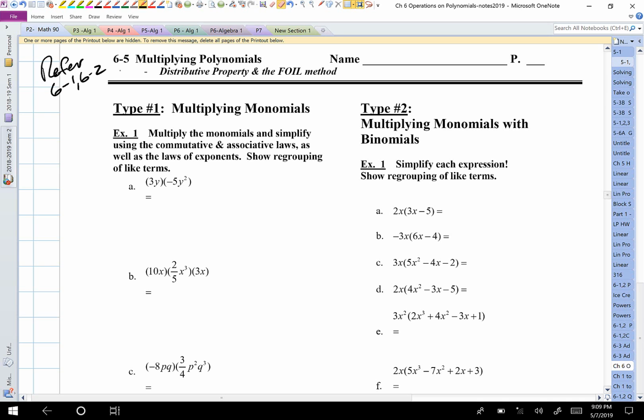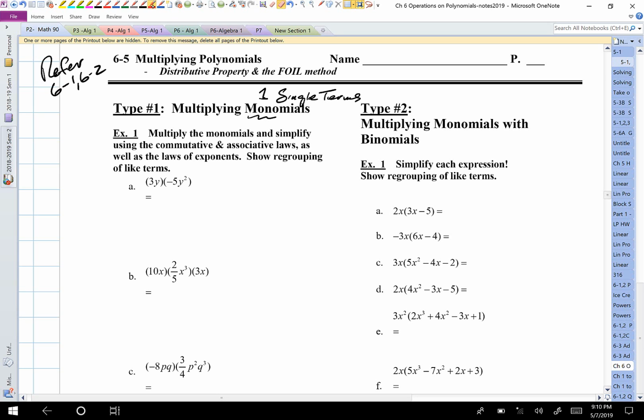All right, so we're going to go through many different types here. We're going to start off with the easiest type. We're going to take a look at type 1, which I just call multiplying monomials. Now remember, mono means one. Nomial means term, so these are single terms. And we're going to take a look at how to multiply them effectively.